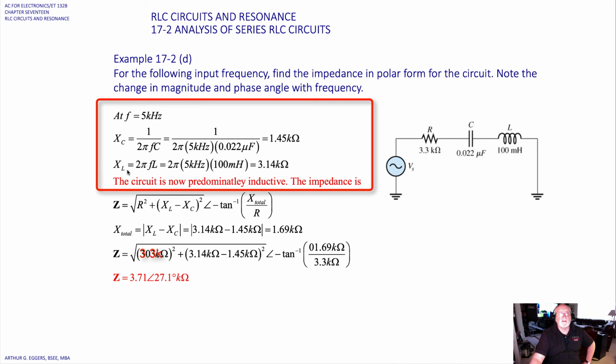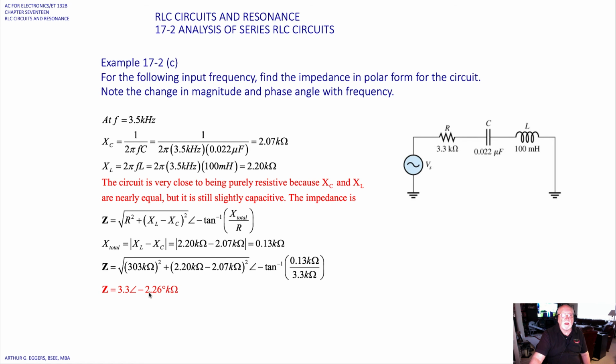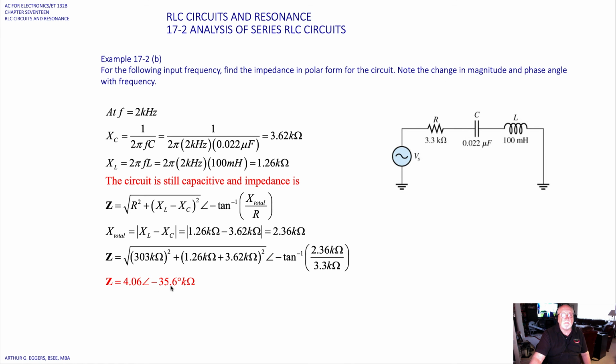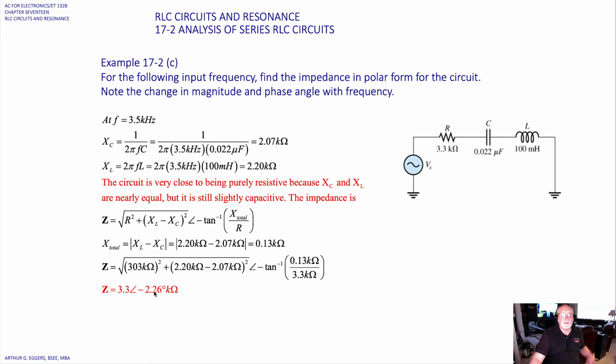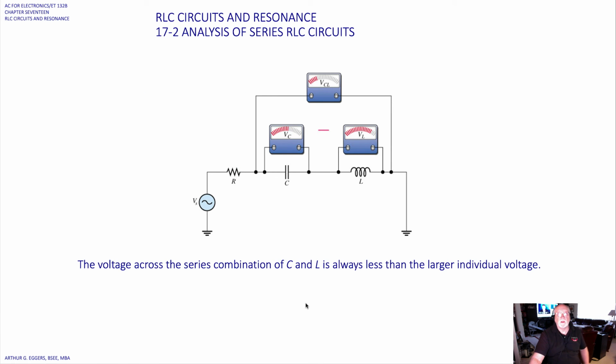At 5 kHz, the circuit is now predominantly inductive, and the impedance becomes 3.71 k ohms at an angle of 27.1 degrees. So you can see here we've moved through our negative angles in each of these steps: minus 63, minus 35, minus 2.6. We're getting closer and closer, and now we jump to a predominantly inductive circuit with a positive angle. So when we come back, we'll continue our analysis.